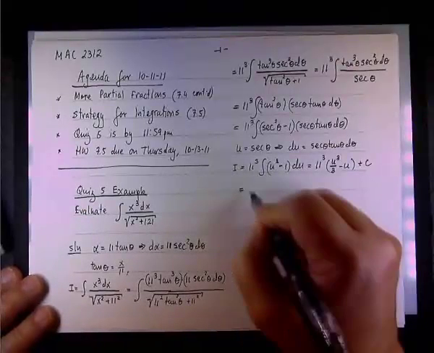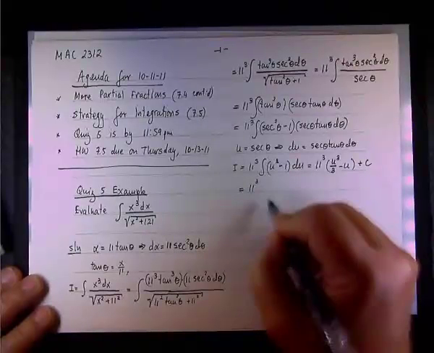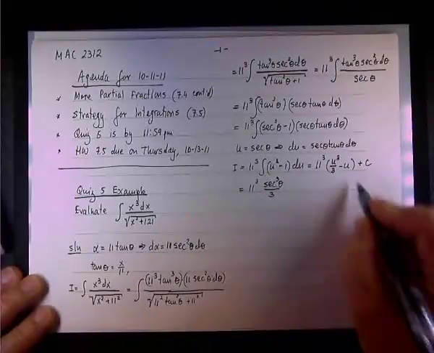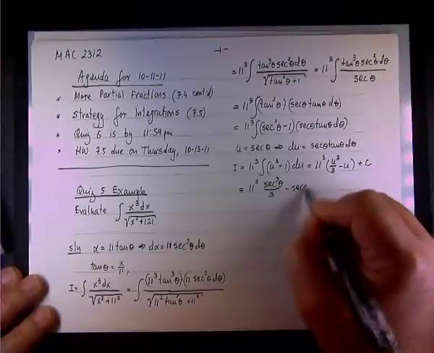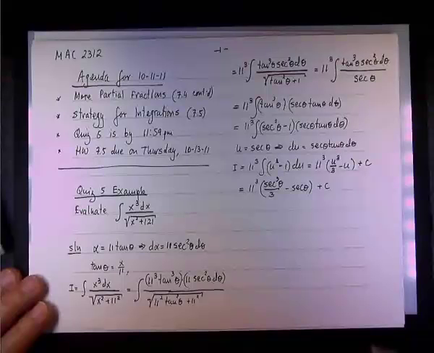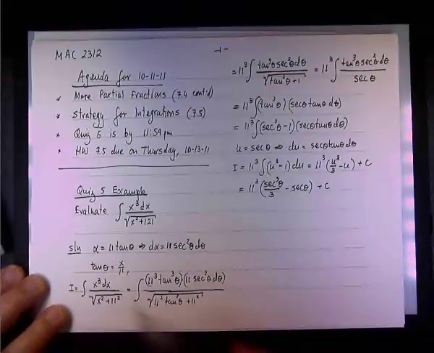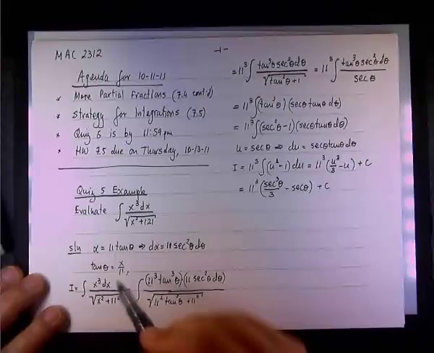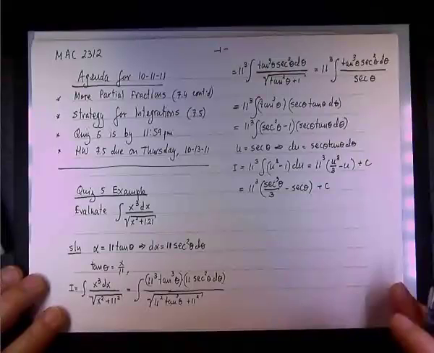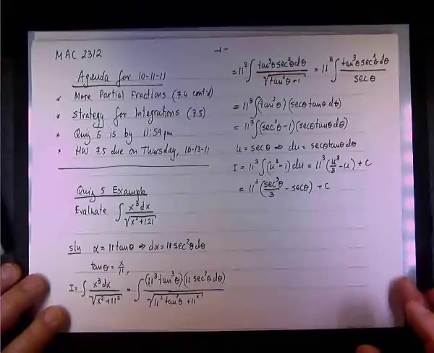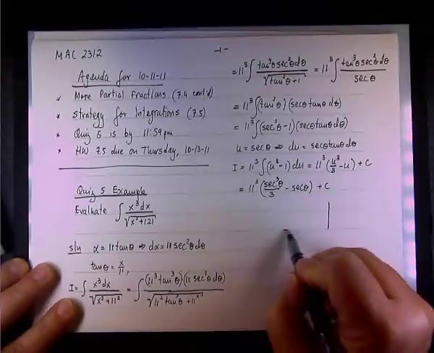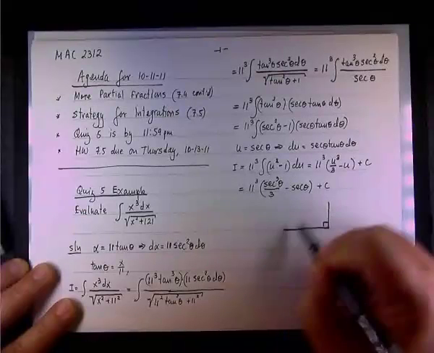So now we're going to take the journey backward. All right? So u is secant theta. So we end up having 11 cubed times secant cubed over 3, and then minus secant, plus c. So that's one back substitution. And now I say, wait a second, x was defined as 11 tangent theta, or tangent theta was x over 11. I need to recover the secant.